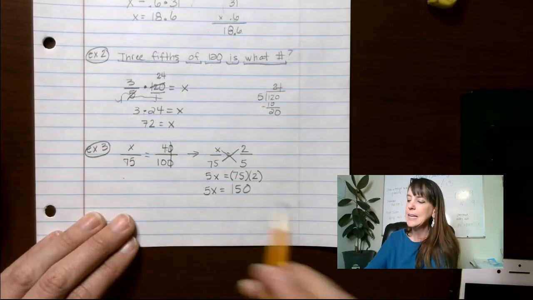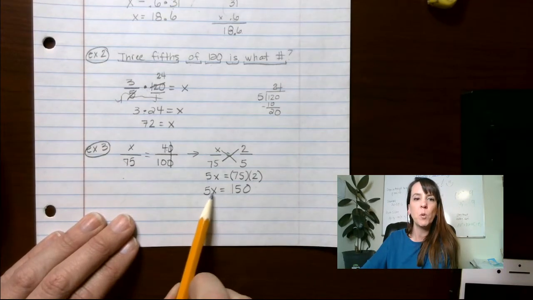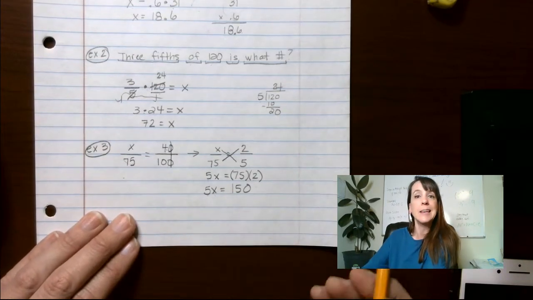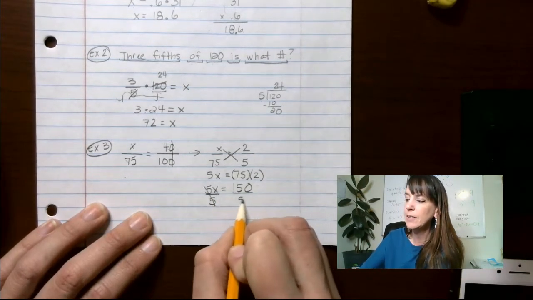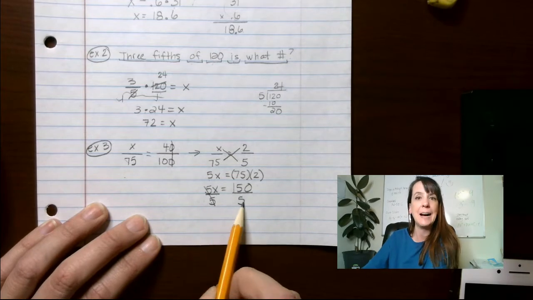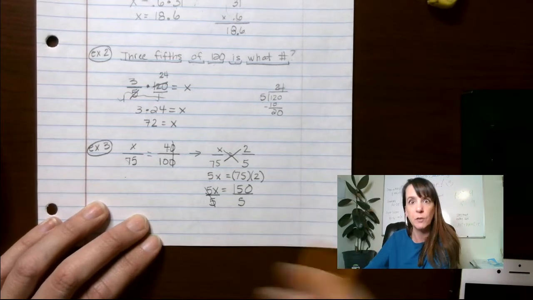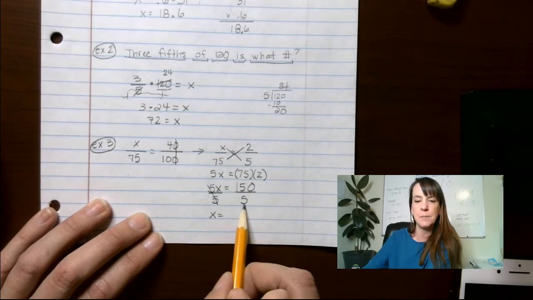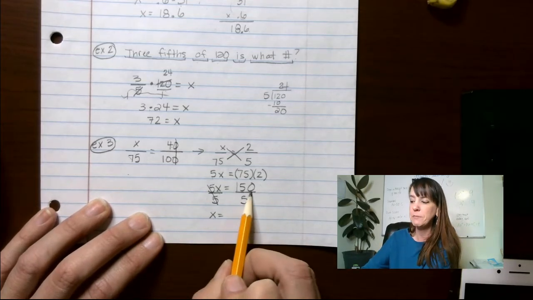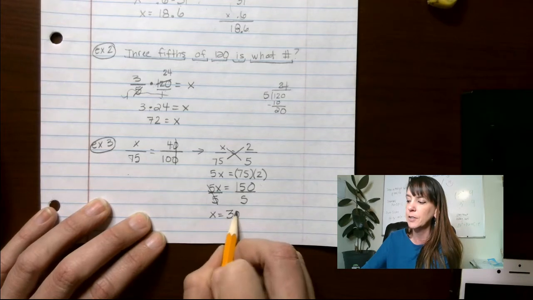Okay. Now I want to get that x by itself. Remember, we're multiplying those two things, right? The opposite of multiply is to divide. If I divide this by 5, I have to do it to the other side. That's why I immediately went over and did it on the other side. 15 divided by 5 would give us 3. So 150 divided by 5 would give us 30.